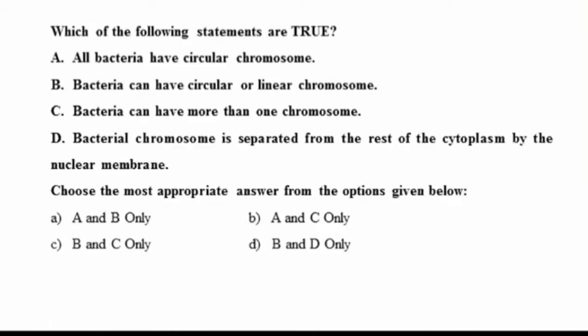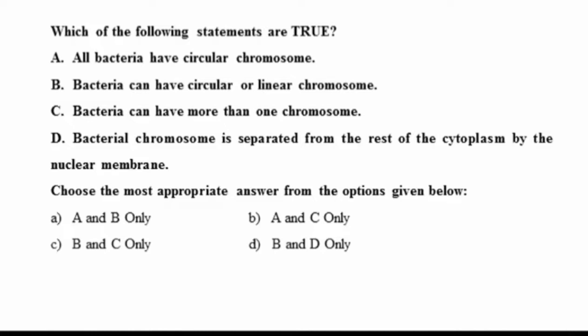The next question is, which of the following statements are true? First statement is, all bacteria have circular chromosomes. No, that's not true, because bacteria may have a circular or linear chromosome. That makes our first statement incorrect and the second statement correct. Next, yes, many bacteria have circular plasmids and the linear chromosome. So yes, they can have more than one chromosome.